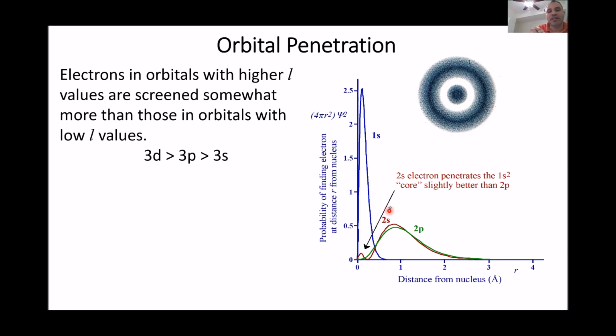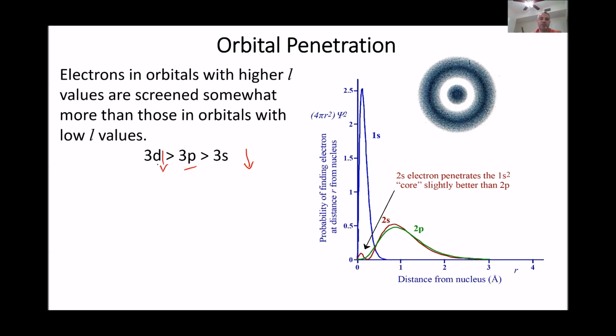And in general, the screening that the s orbital feels is much smaller than the screening that a p orbital feels, which is much smaller than the screening that a d orbital feels. And as a result, the s orbital is going to be feeling more attraction, so it's going to have much more negative energy in comparison to the p orbital, which has much more negative or lower energy in comparison to a d orbital.